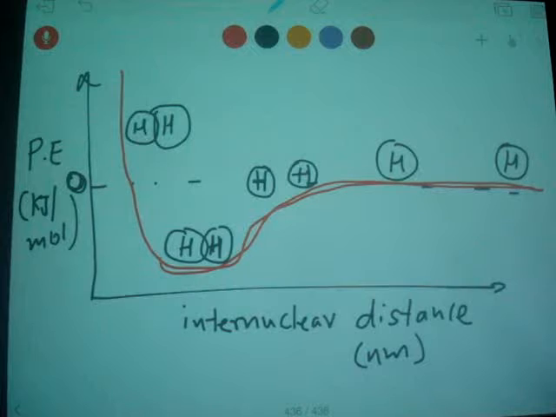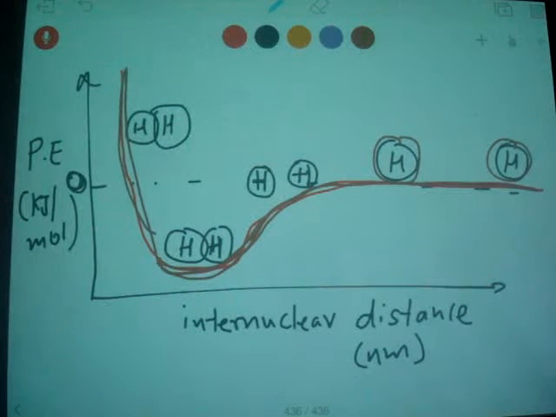Initially, when they are far apart, their potential energy is about zero. Then when they come close to each other, the lowest energy is achieved, and the internuclear distance between those hydrogen atoms decreases. You can see, when you extrapolate, that's where bonding happens between H and H. So that gives the H-H bond length.